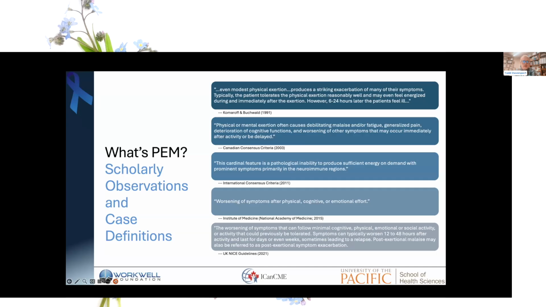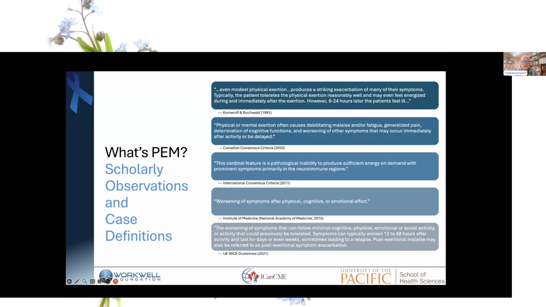Better captured, I think, and operationalized by the Canadian consensus criteria for ME in a physical or mental exertion causing debilitating malaise or fatigue, generalized pain, deterioration of cognitive function, and worsening of other symptoms that may occur immediately or after activity or be delayed. The international consensus criteria later described PEM not as PEM, as we'll talk about, but as something slightly different, and really as a cardinal feature of the disease, as a pathological inability to produce sufficient energy on demand, with prominent symptoms primarily in the neuroimmune regions.